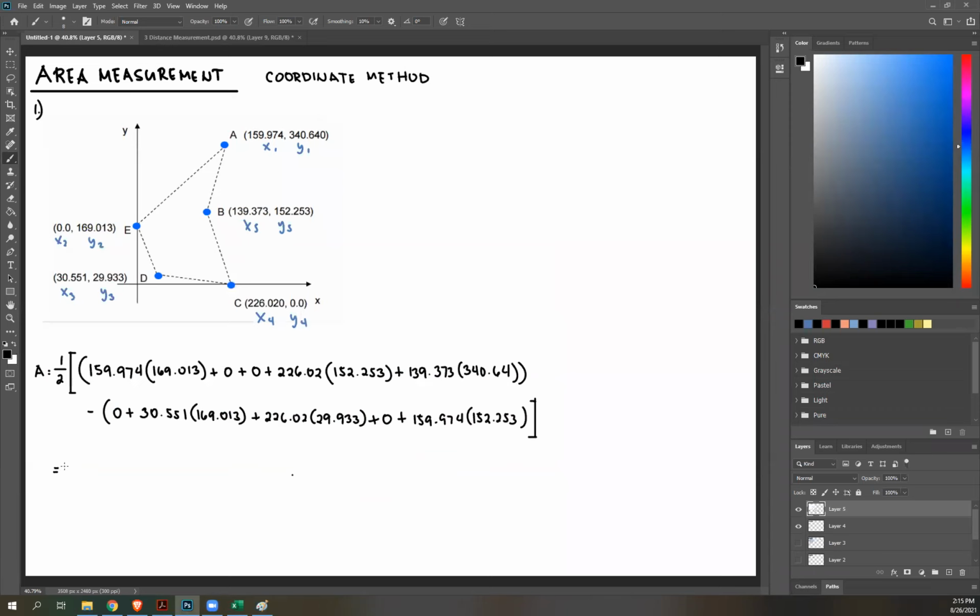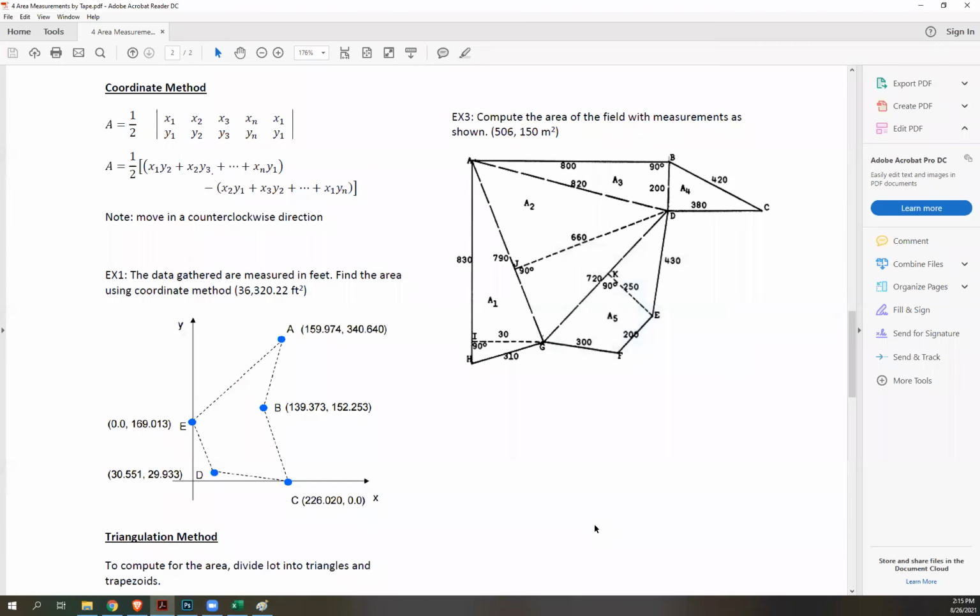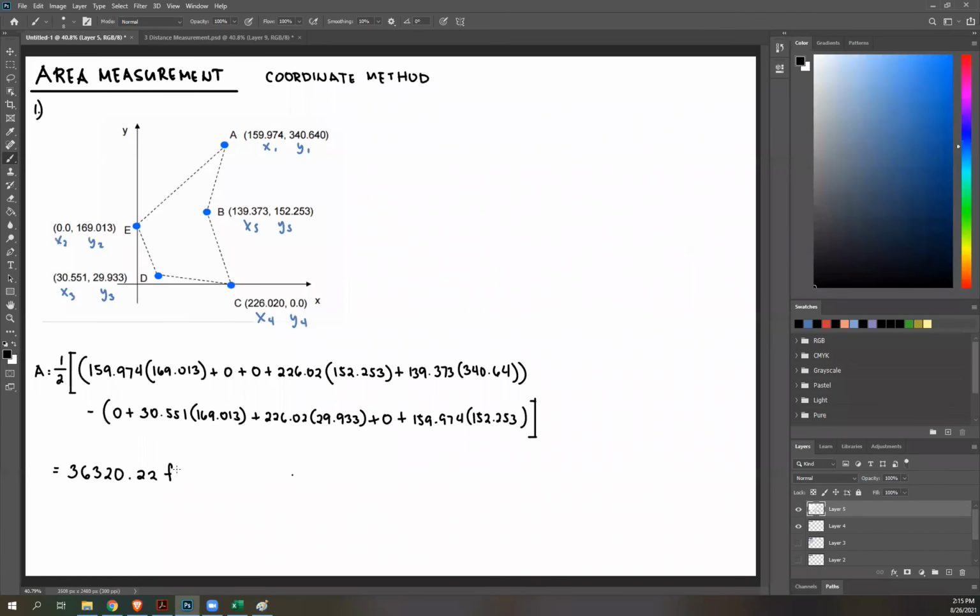So the answer here now is correct. It's 36,320, and then rounded off to 2 decimal places. There's no unit here, I believe. So let's assume here it's given in feet. So apparently the unit used here is in feet. That's area, so feet squared. Again, in your exam, no worries. I'll give you the unit or what units are for each measurement. Okay. All right. So that's for coordinate method.